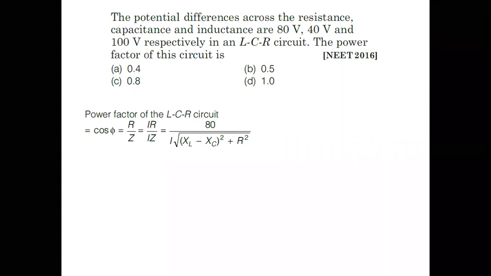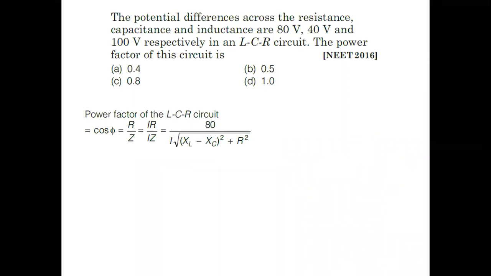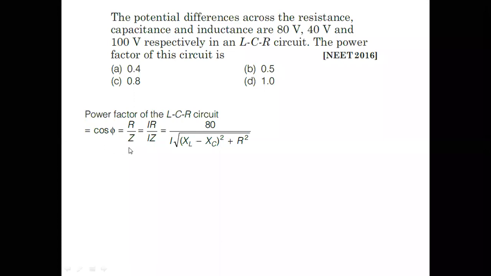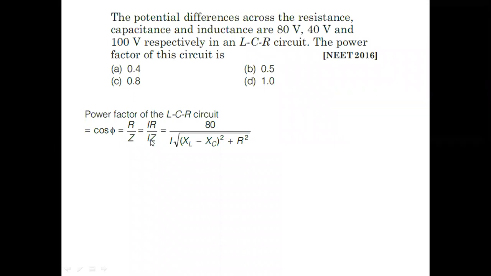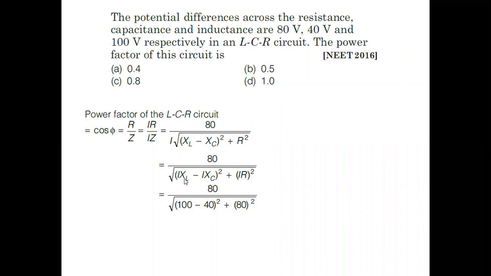Power factor is given by R by Z. Now multiply and divide by I. It becomes the voltage across the resistor, 80, over the total circuit formula, under root of (I X_L minus I X_C) whole squared plus 80 squared. Then you have the analysis, go on substituting the values. What is X_L? You make it I X_L. The things remain as they are. You have taken I out, and this I is inside. Once it comes inside, it becomes I X_L minus I X_C.